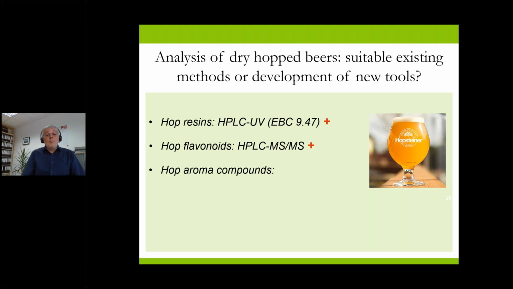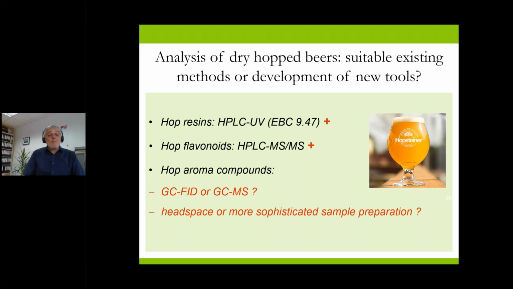Now we come to the hop aroma compounds. The question that I raised before: can we do the analysis by flame ionization detection, or is it necessary to do the GC-MS? Is headspace suitable, or do we need another sample preparation, or do we even need GC-MS?